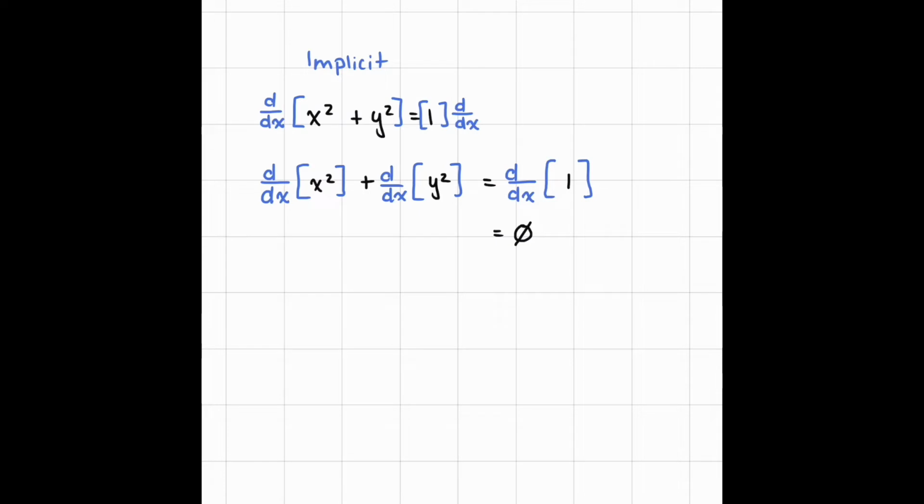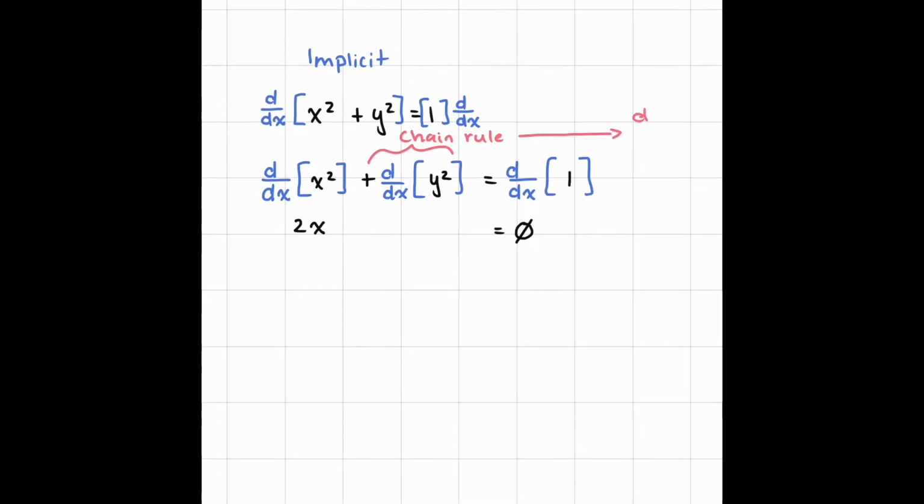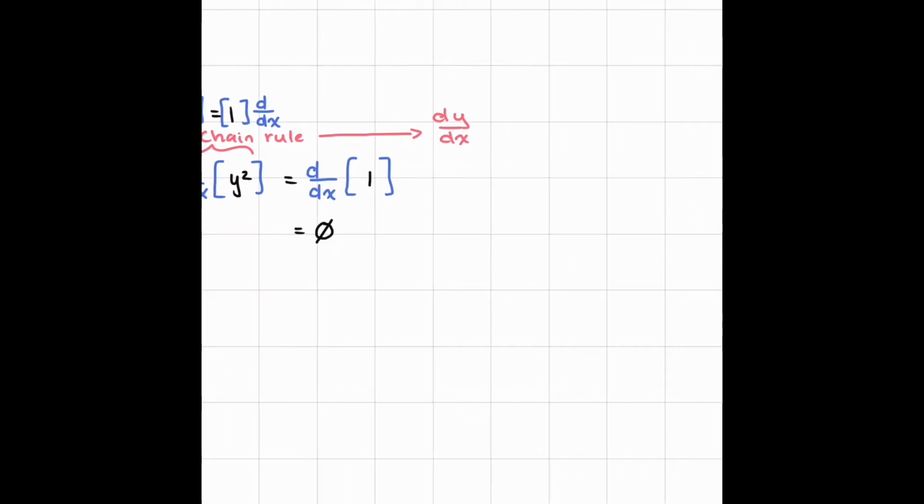Looking over on the left-hand side, if we look at the left-hand term, d over dx for x squared, we just take the derivative of x squared. So that just leaves us with 2x. The second term, y squared, that's a little bit tricky. So what we're going to have to do is apply the chain rule. So when you think of implicit derivative, think of chain rule. So that is just like saying the derivative of y with respect to x.